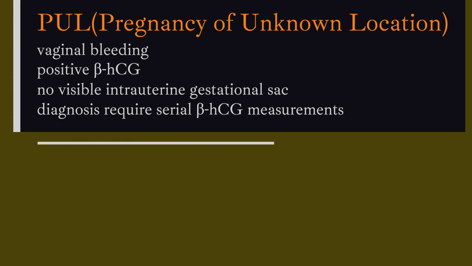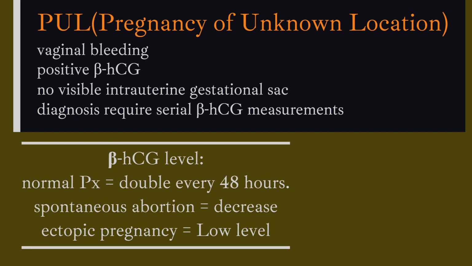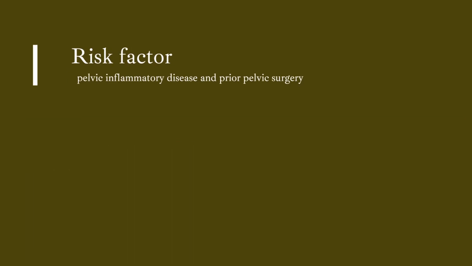In normal pregnancies, these levels double approximately every 48 hours. In cases of spontaneous abortion, levels typically decrease. Therefore, the most likely cause of this patient's low β-hCG level is ectopic pregnancy. Risk factors include pelvic inflammatory disease and prior pelvic surgery.